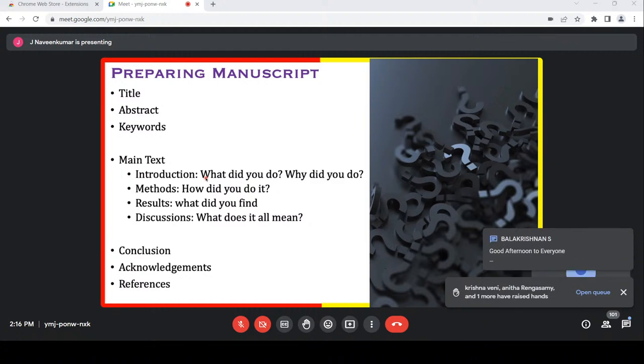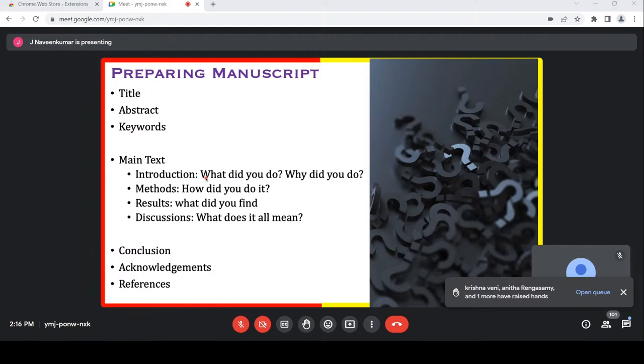So you need to understand whether what you expected and what you're getting after executing these procedures are the same, right? So if the expectation is matching the real-time outcome, well and good, then you can go with documenting that particular part. That is what we call results, right? So once the results are generated, then you have to discuss the results, right? So what does this all mean?